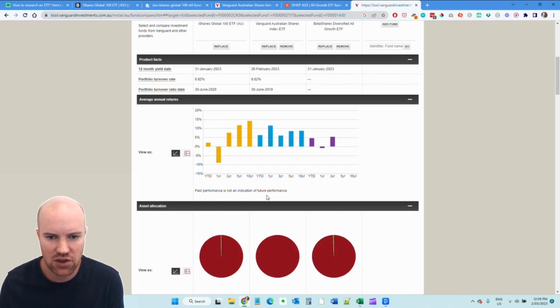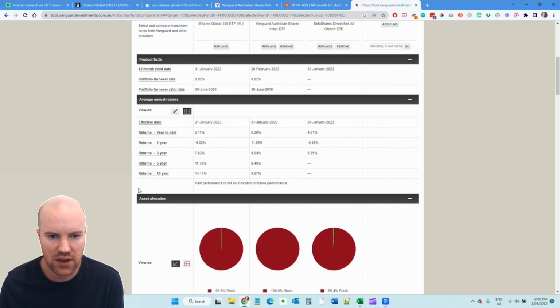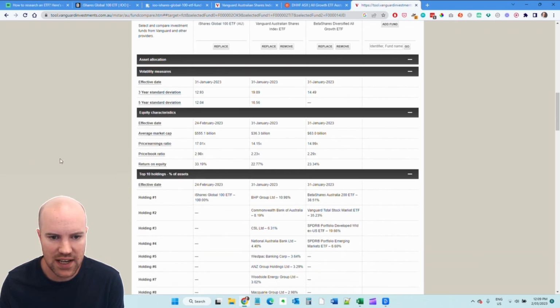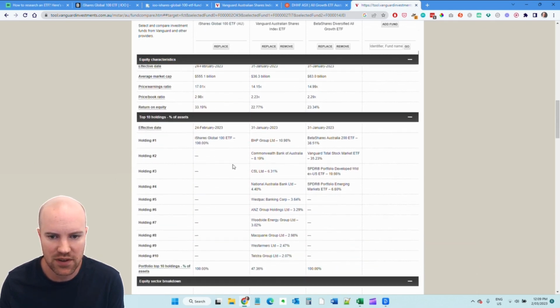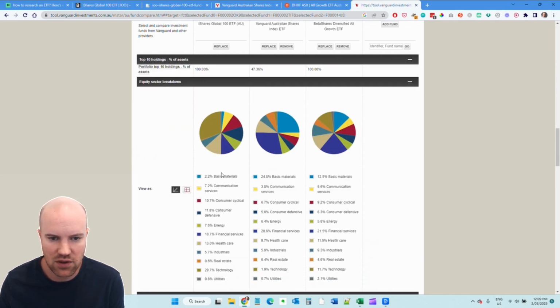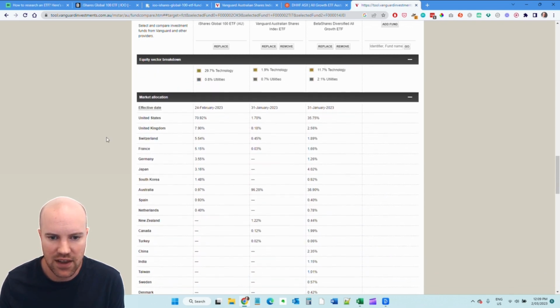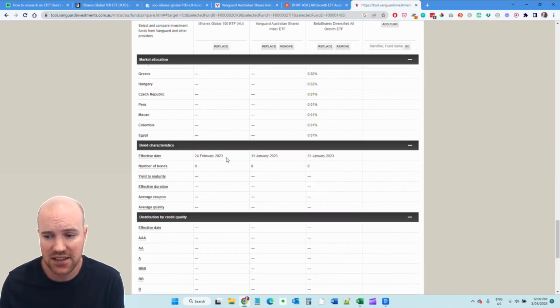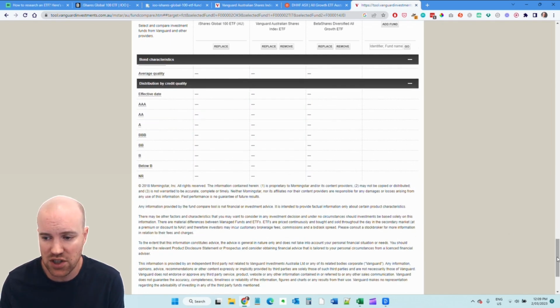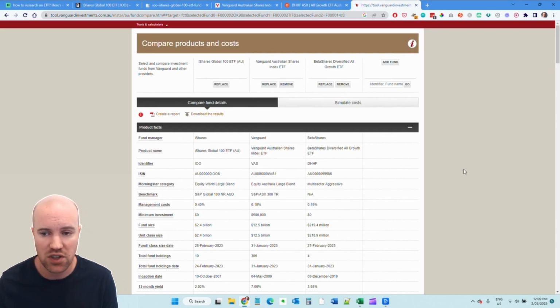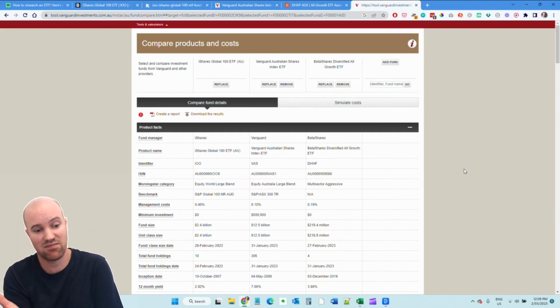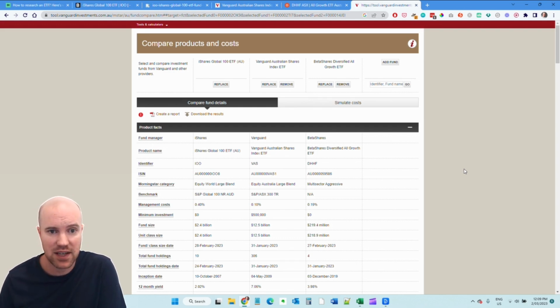Graphs are here to show you short and long-term performance. You can turn them into a table. And then as you scroll down, you can see exactly what the holdings are within them. So you can see the companies involved, the type of sectors each of the companies are part of, and then you've got a breakdown of what countries they're in. So this is a fantastic tool. I use it a lot, especially when I'm just trying to identify, hey, which global ETF's best, which Australian ETF is best, which dividend ETF is best.